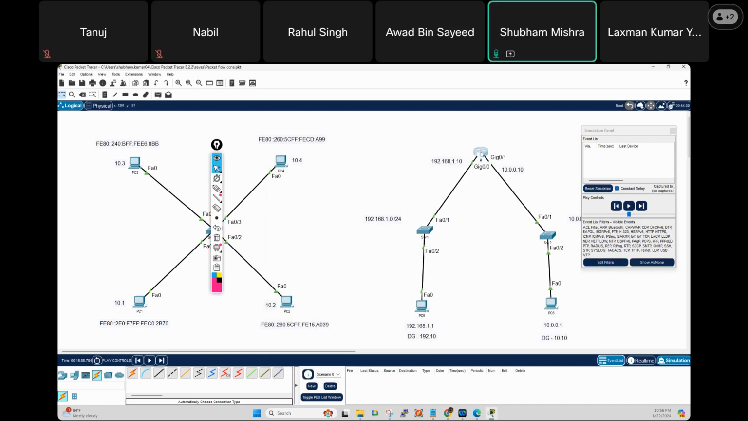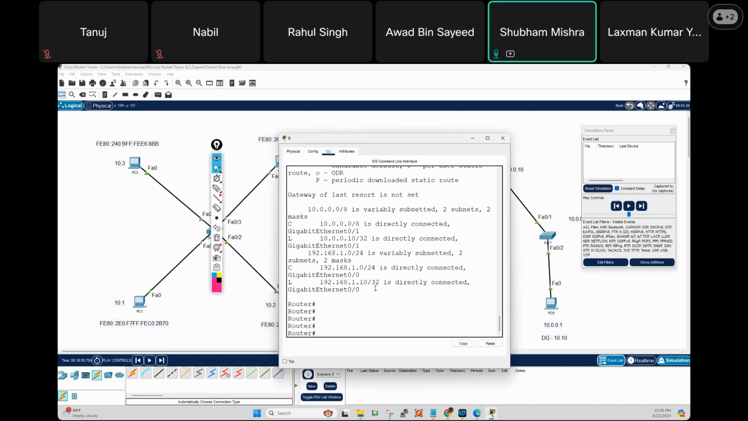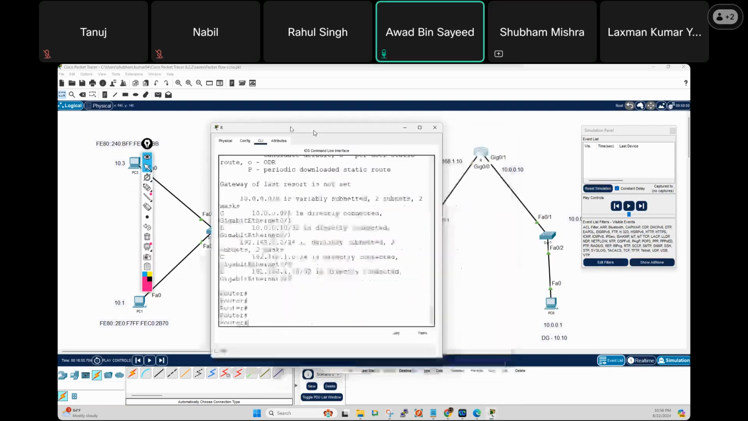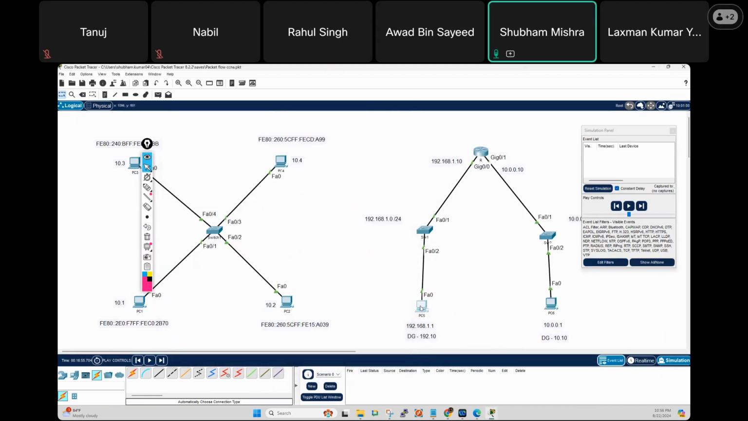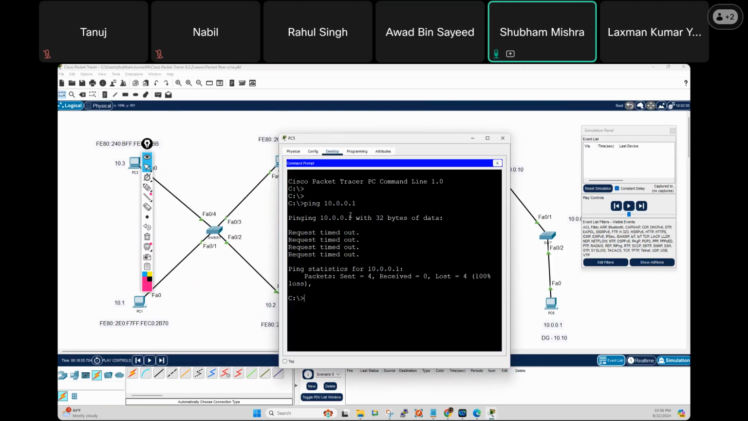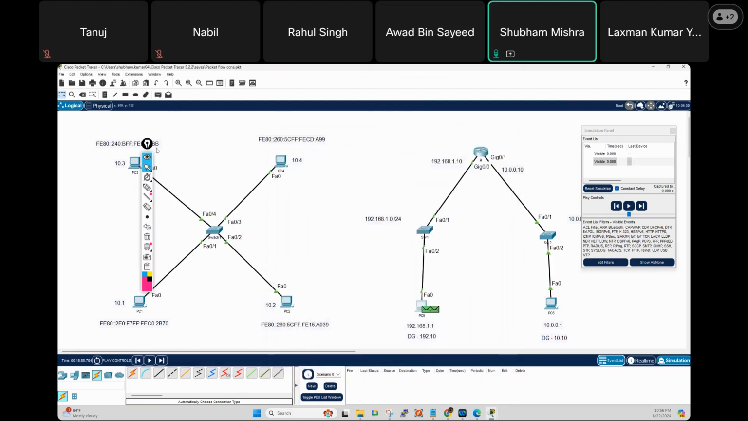So what is the command to check the interface IP address, guys? Sorry, what is the command? So IP interface brief, right. Great. Now come here, and I am writing now ping 10.0.0.1. So when I write ping 10.0.0.1, how many packets are there? ICMP packet and tell me, ARP packet, right?